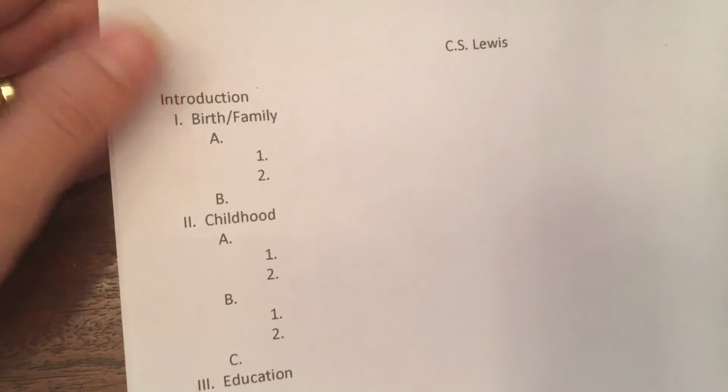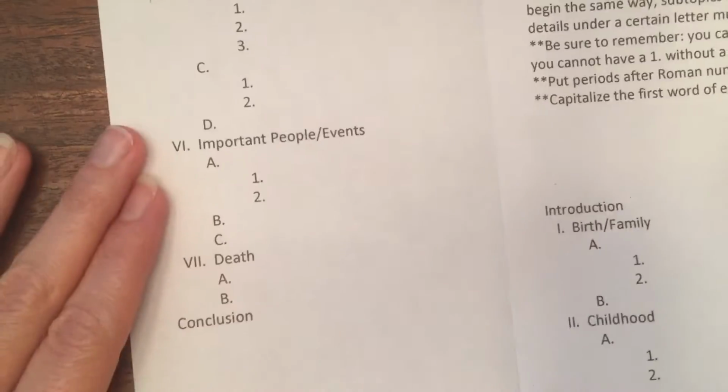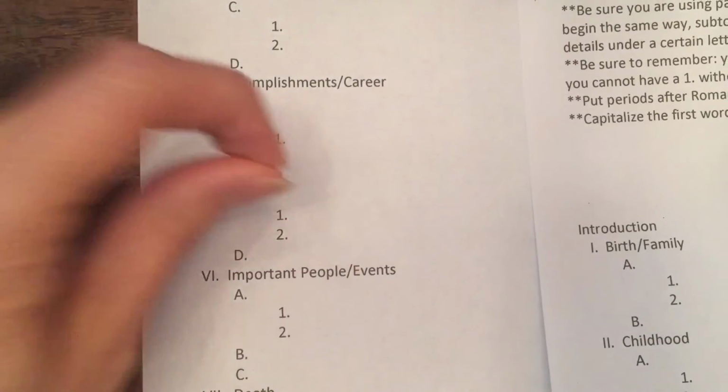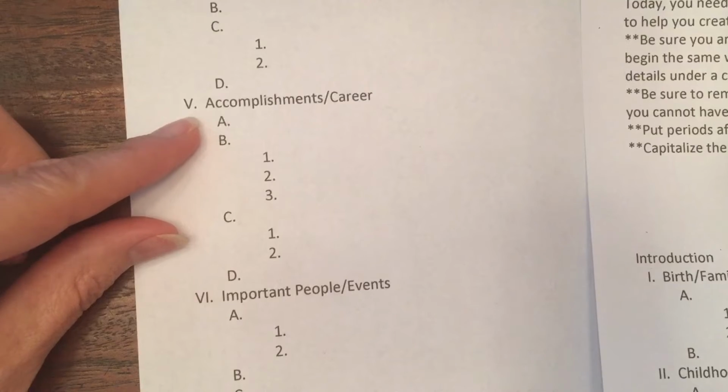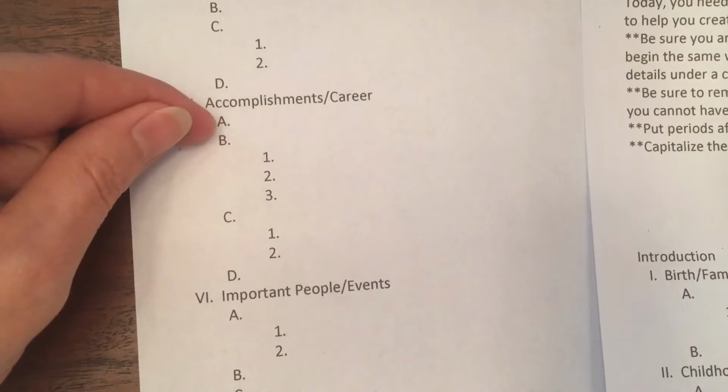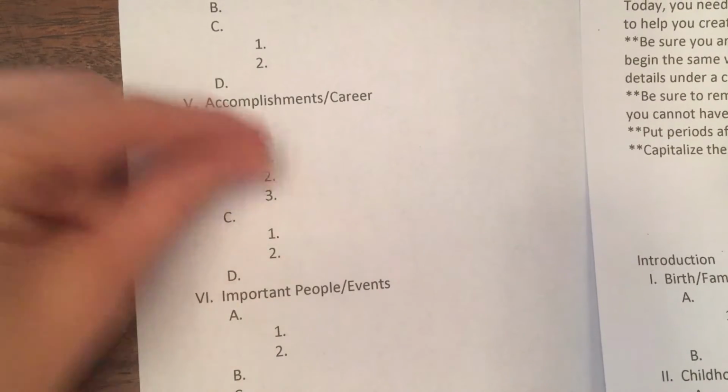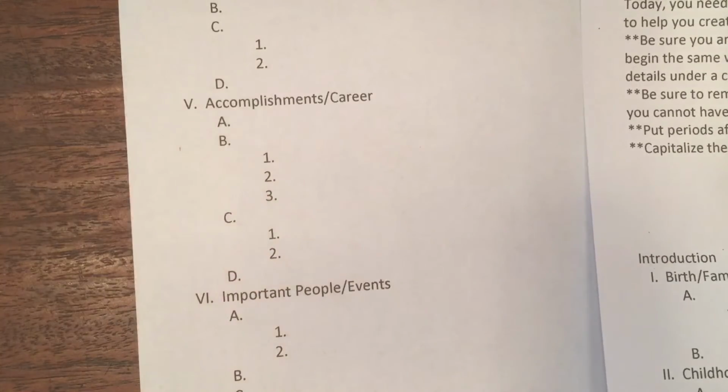Okay, now what I wanted to do, now remember, like I said, your outline is not going to specifically look like this. You're not going to have accomplishments and career and have subtopic A, B, and C, 3 details under subtopic B, 2 details under subtopic C.